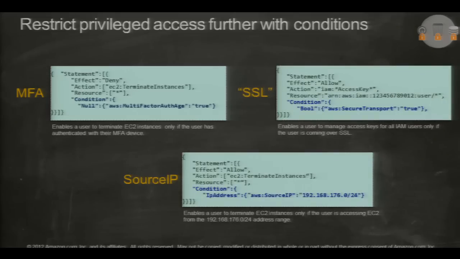And these are 2 other examples of how you can set it up. One is talking about SSL. One is talking about source IP. You could, of course, go in and combine these conditions in any form you want. So you could create a policy that says a user is only allowed to terminate EC2 instances if he's authenticated with MFA, coming over secure transport SSL, and is coming from a specific source IP. Now, it's hard for the user in this case, but you're being very specific and very fine-grained of what the control is.